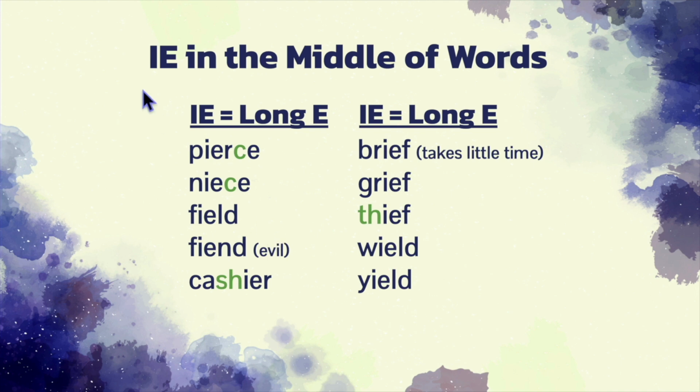IE in the middle of words has a long E sound, like in pierce. C says S because of the E. Niece, field, fiend. A fiend is a very evil person. Cashier, sh. Brief, which means something that takes very little time. Grief, this is going to have the sound of th. Thief, wield, and yield. So IE in the middle of a word is going to have a long E sound.